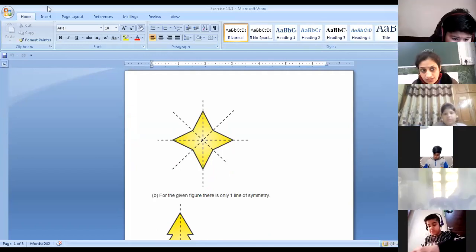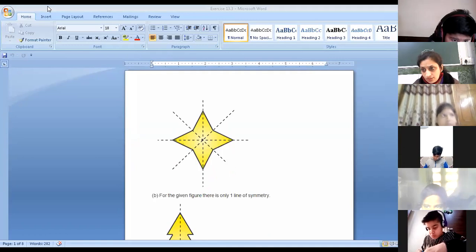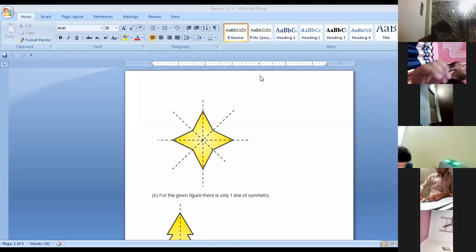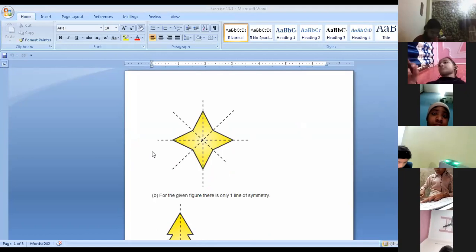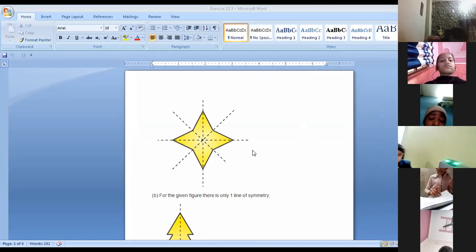Draw it, children, and after that you will be showing me your notebooks also, where you have drawn. Four lines of symmetry: vertical, horizontal and diagonal both ways. Write down, there are 4 lines of symmetry. Do it in your notebook, children.